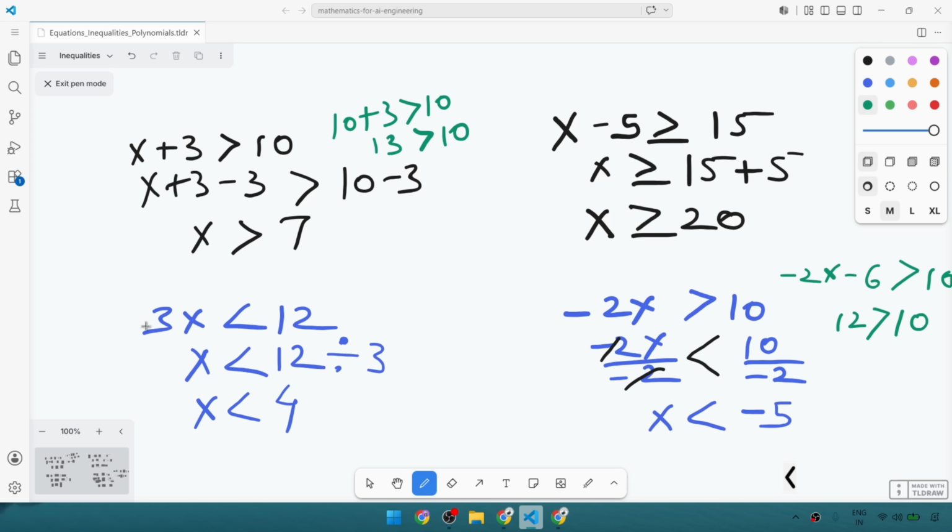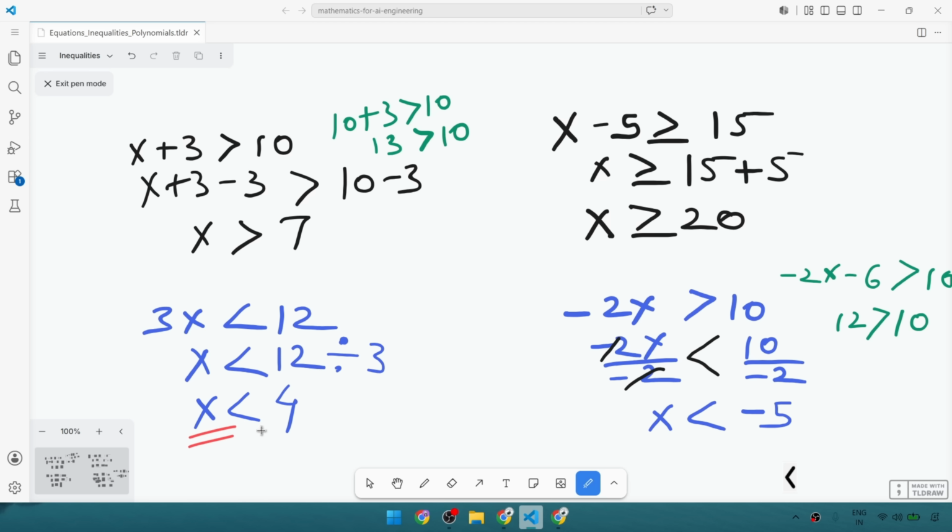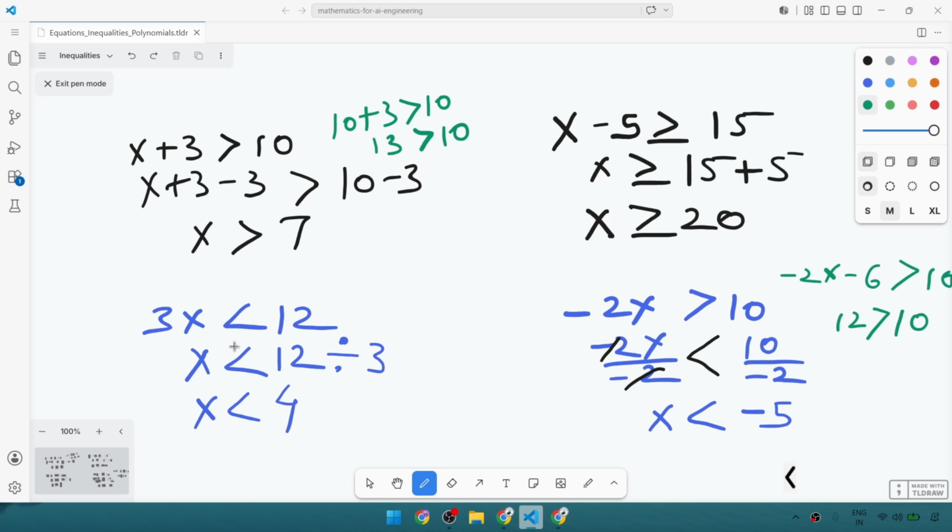Let's solve this one. Here we have got the value of x is less than 4. So it can be anything: 3, 2, 1, or any decimal value also. Let's consider the value of x as 2. So what will happen for this particular inequality? It will be 3 into 2 less than 12. So 3 into 2 is 6, less than 12, which is true.